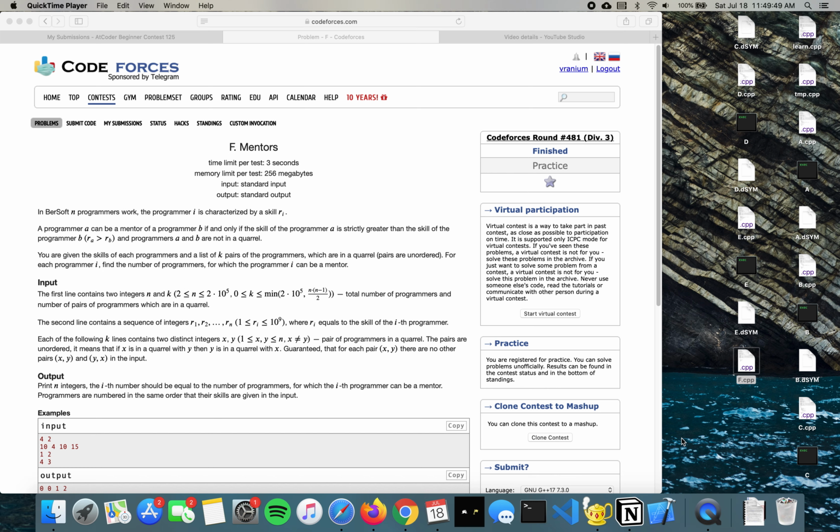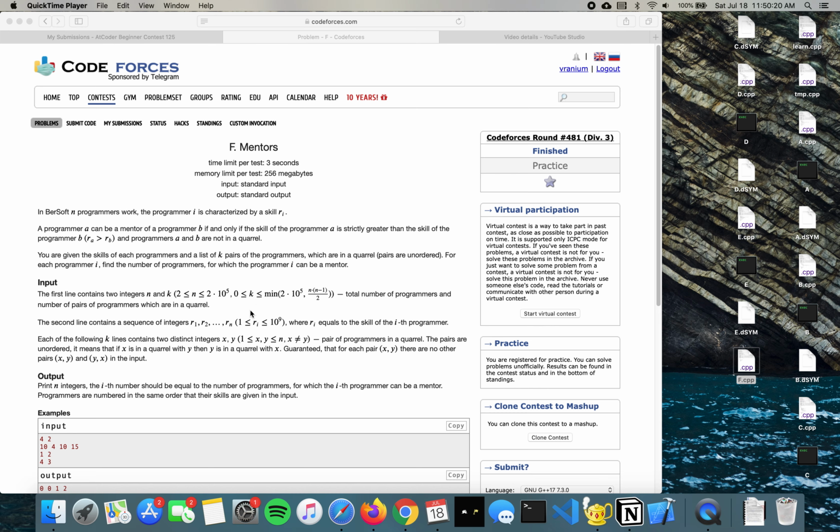In this problem, we're given n programmers, each with a certain skill level R. And we are given a list of m pairs such that these two programmers can't work together. One programmer will be a mentor for another programmer if their skill level is strictly greater than their mentee's. And for each programmer, given these restrictions, we want to find the possible number of mentees it can have.